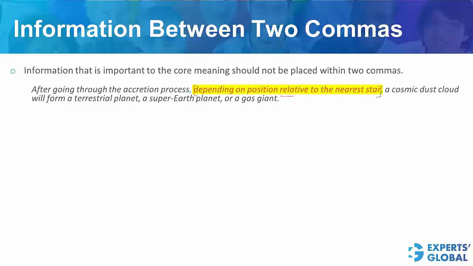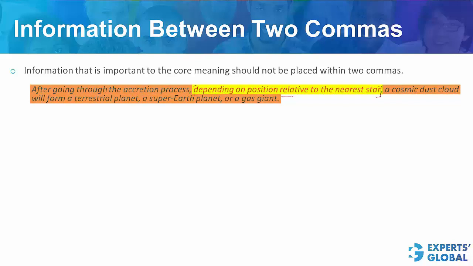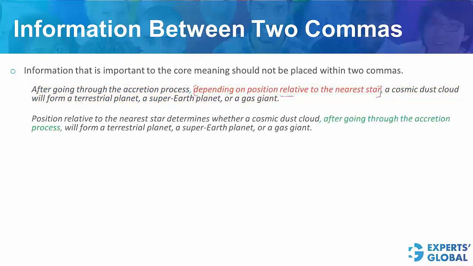If you remove this part, the sentence reads, after going through the accretion process, a cosmic dust cloud will form A, B, or C. The core meaning is lost. The core meaning is that position relative to the nearest star is what decides whether a cosmic dust cloud will transform into A, B, or C. So the correct sentence here should be something like this.